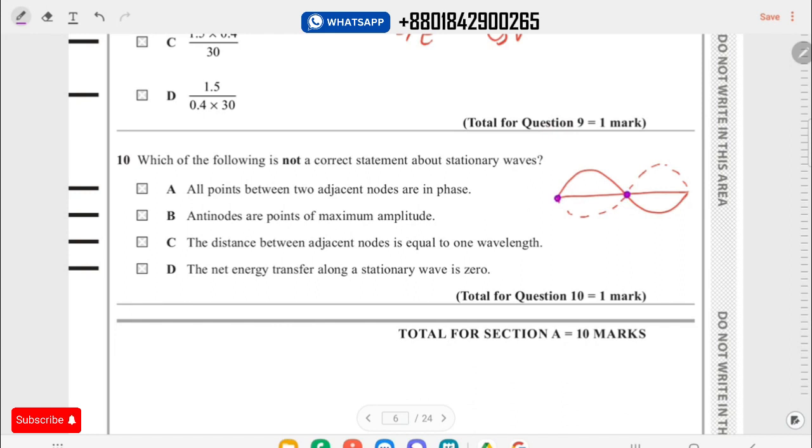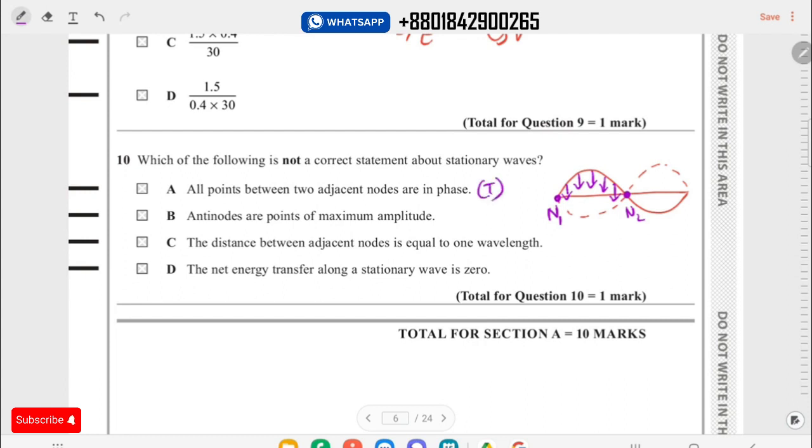All points between two nodes are in phase. Now in the next situation, all the points will move down and all the points will move up. So you can clearly see that this is node 1 and this is node 2. So all the points between two adjacent nodes are actually in phase. So this is correct, right?